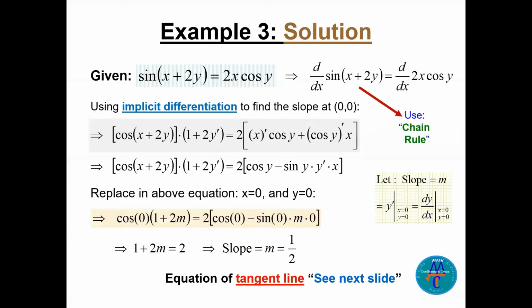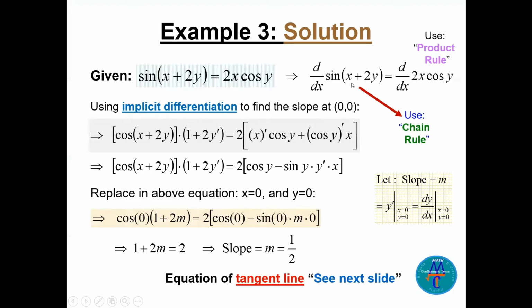For sure, we have to look for the derivative. Use implicit differentiation to find the slope, which is the derivative. So let's go slowly now. Take the derivative on the left, which is equal to the derivative on the right. This one, there is a chain rule.